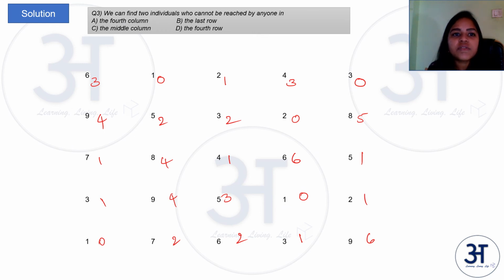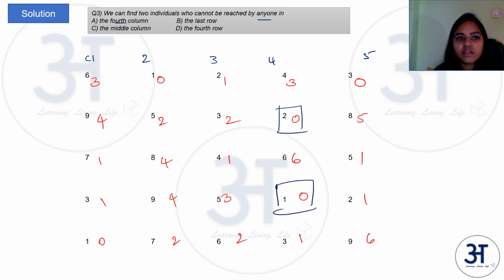So question 3 asks, we can find 2 individuals who cannot be reached by anyone in which column or row. So let us look at only those rows and columns which it is asking. So the fourth column, so this is column 1, 2, 3, 4 and 5. So in the fourth column, yes, there are 2 individuals who can't be reached by anyone. So this is the answer.